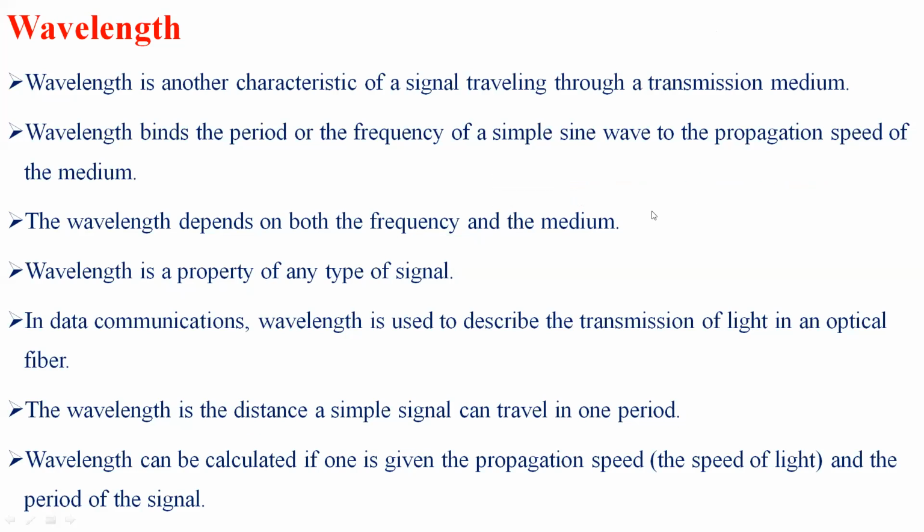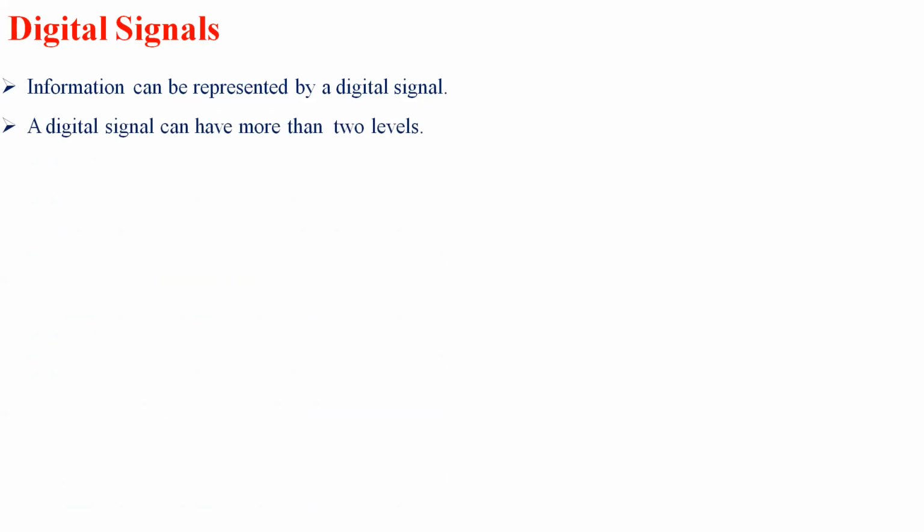So let's move on with some more topics, that is digital signals. Until now, we have learned about analog signals. With respect to your syllabus, you don't have anything about composite signals. So moving ahead, we have a topic called digital signals. As I said, digital signals are signals where the information is represented in a digital way. These digital signals can have more than two different levels, right?